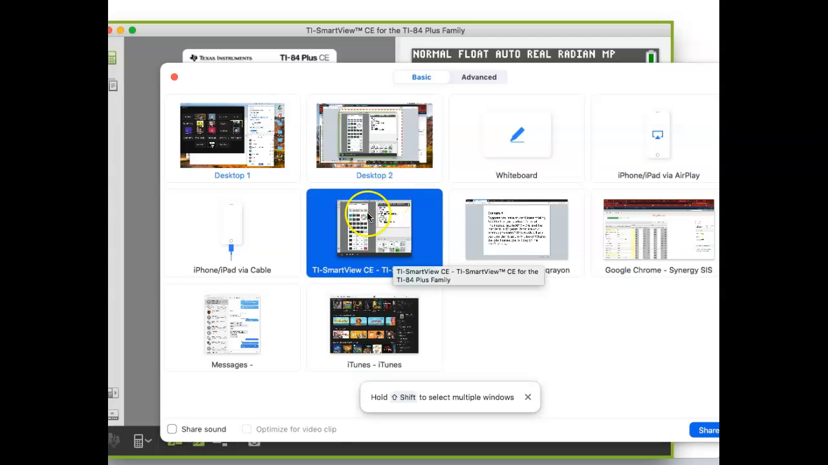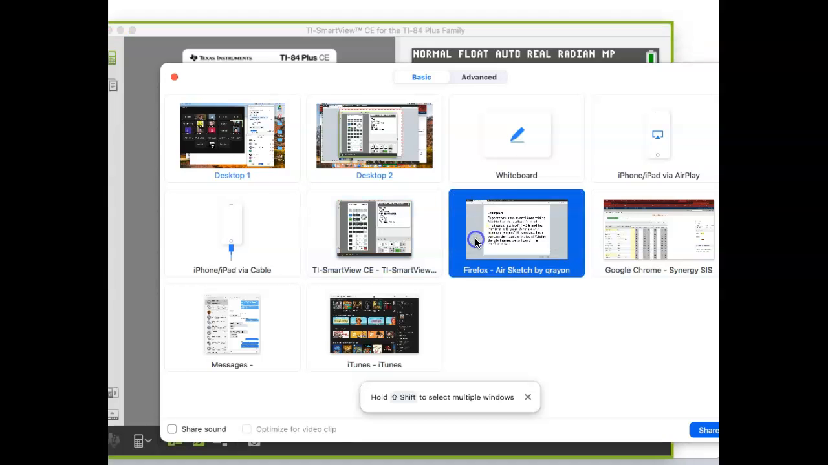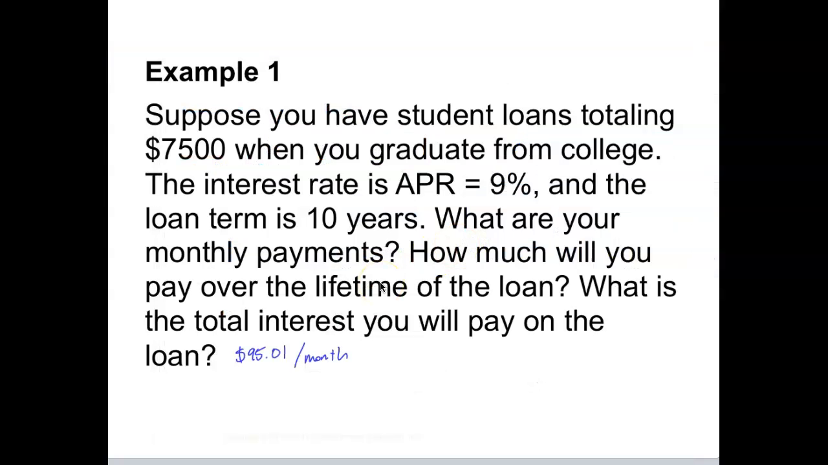If you're not able to get that to come up in your calculator, make sure you ask now. Let's get the calculator figured out. So we got $95.01 per month.